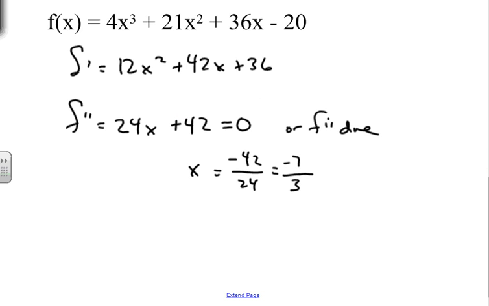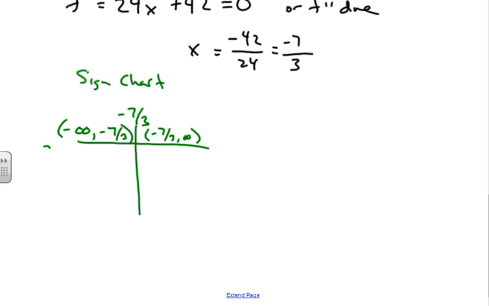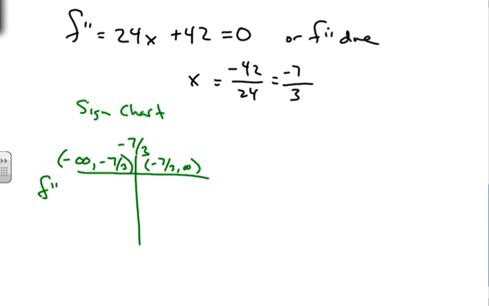Well, just like when we use the first derivative test, as you're familiar with that, we need to test to see where f prime is increasing or decreasing. So we're going to do a sign chart. We're going to take our possible point of inflection, negative 7/3, and we're going to test it by creating intervals, negative infinity to negative 7/3 and negative 7/3 to infinity, and we're going to test f double prime.